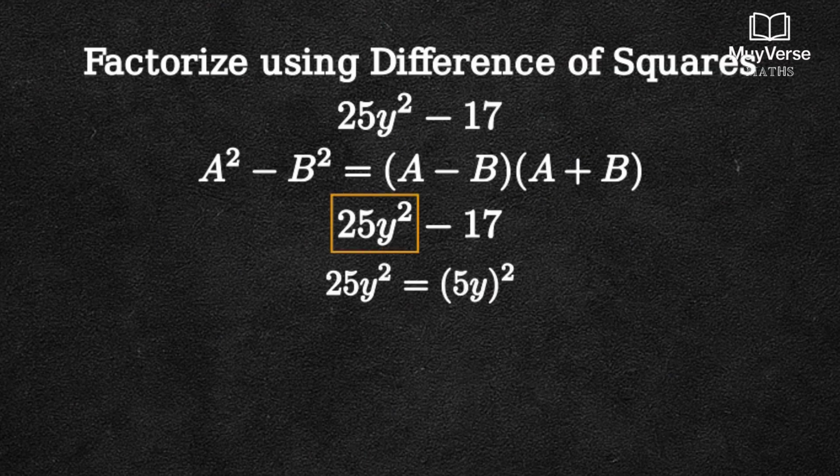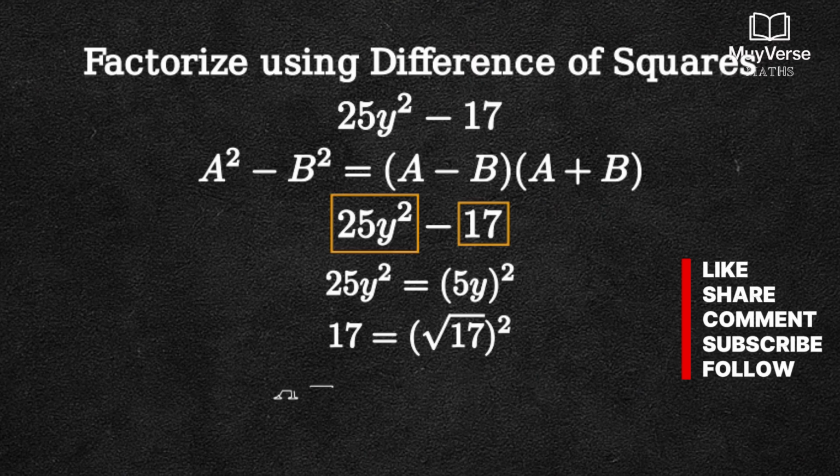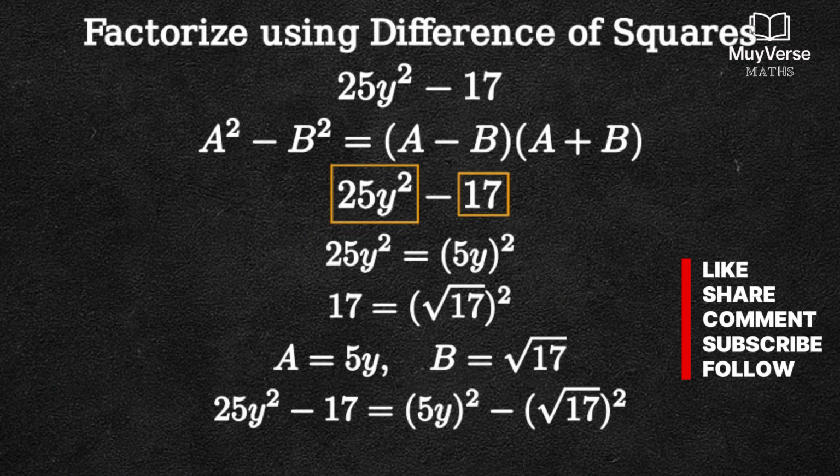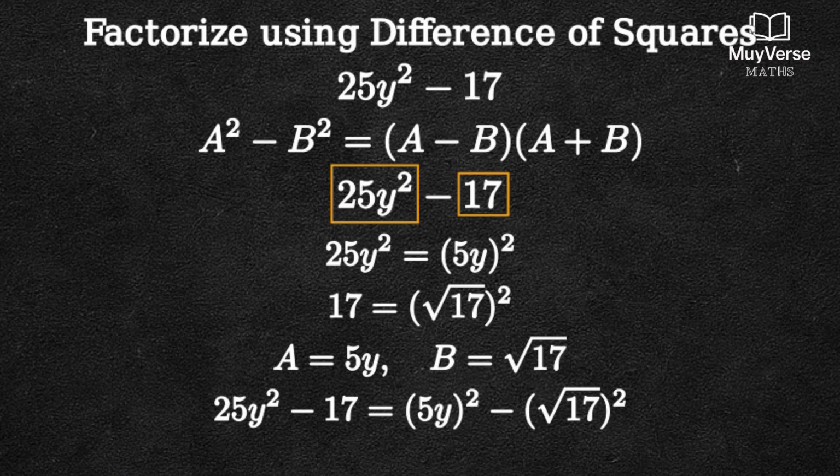25y squared is (5y) squared. And 17 is the square of square root of 17. So we can take a equals 5y and b equals square root of 17. Now substitute into the pattern a squared minus b squared. Our expression becomes (5y) squared minus (square root of 17) squared.